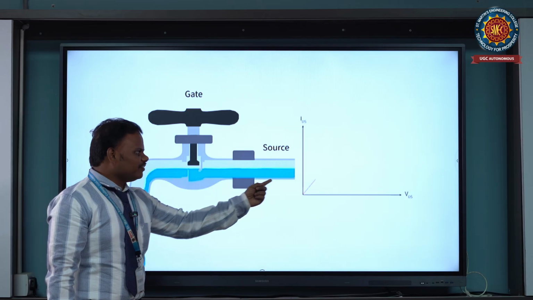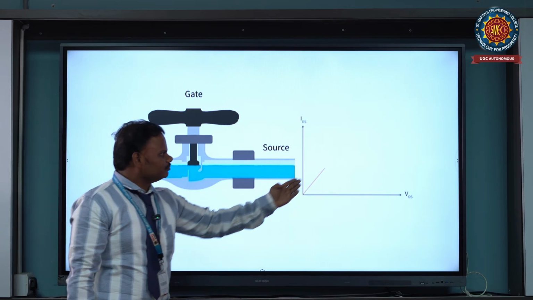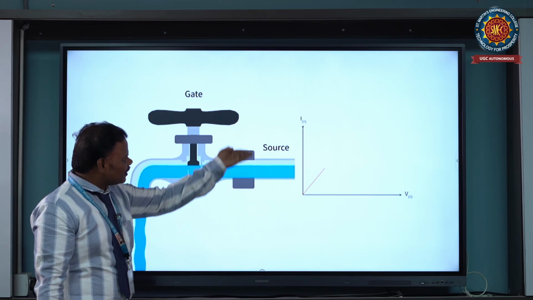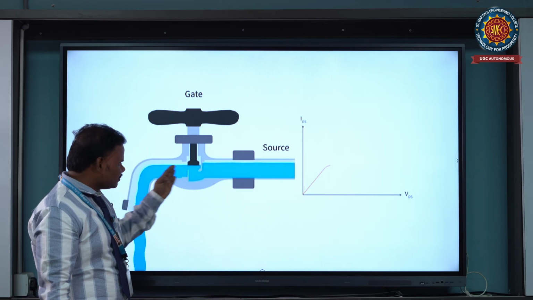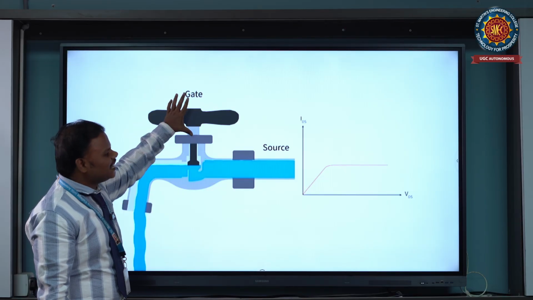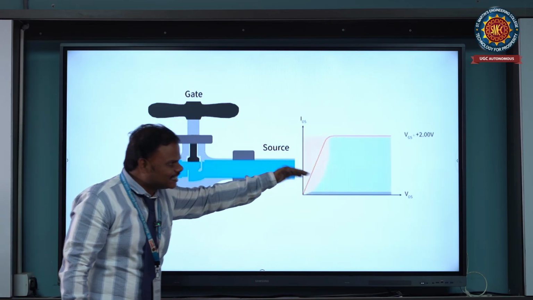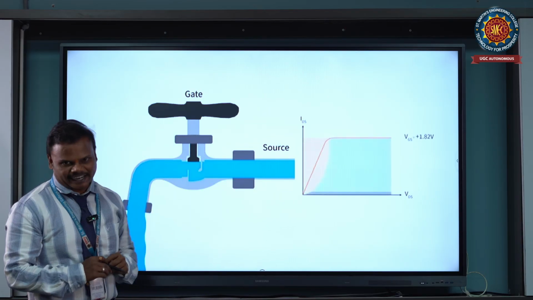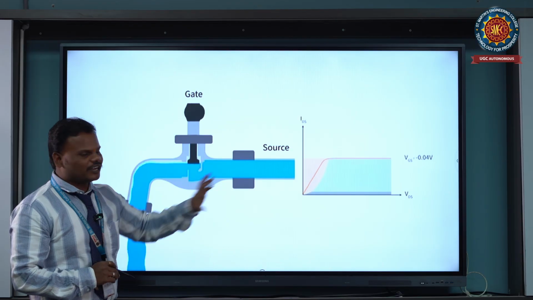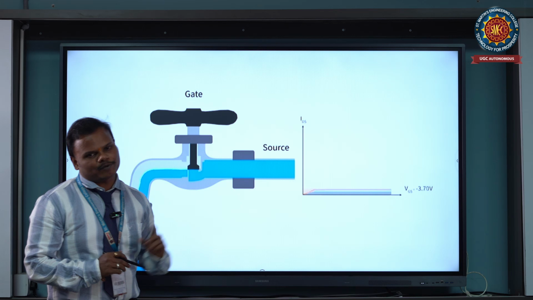So initially, if you increase the current, it will reach a maximum value. After that, if you further increase the charge carriers, it maintains that value only. If you are able to change the gate voltage, that will increase or decrease the current based on the gate voltage. So this operation, the JFET operation, we can simply compare with the tap operation.